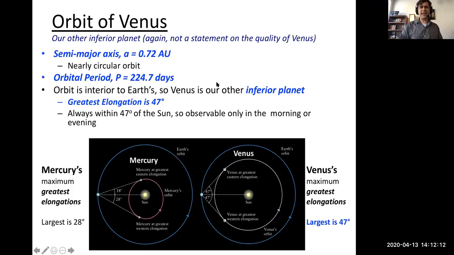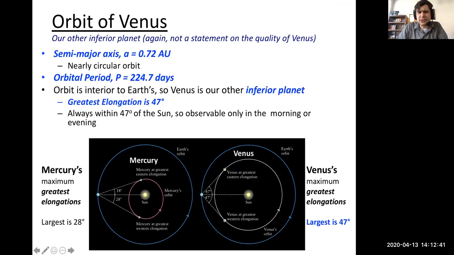So let's go ahead and take a look at the orbit of Venus. Again, we have the semi-major axis at about 0.7 astronomical units away. Venus, unlike Mercury, and very like the Earth, has a nearly circular orbit, a very, very low eccentricity. You could go ahead and do the math. Just to remind everybody, there's the orbital period at about 225 days.